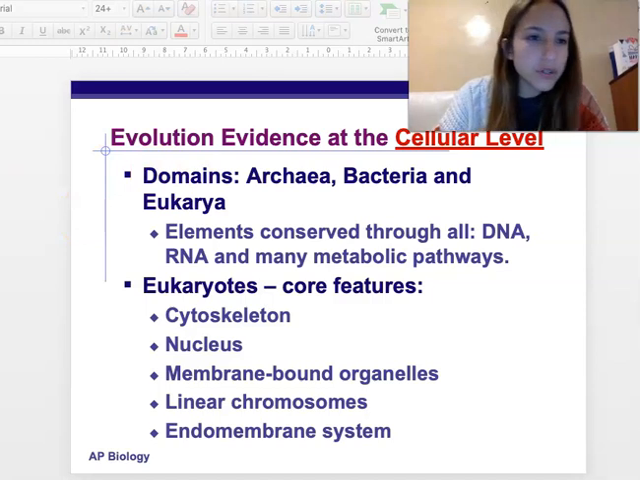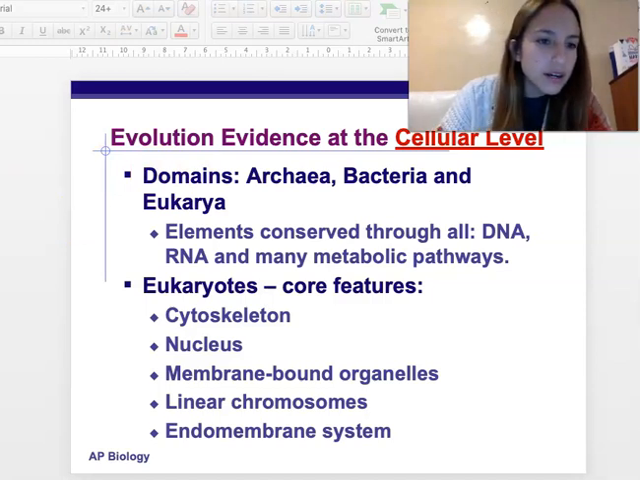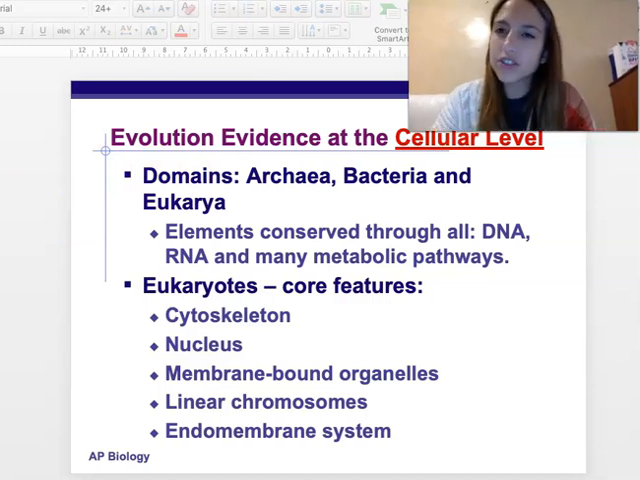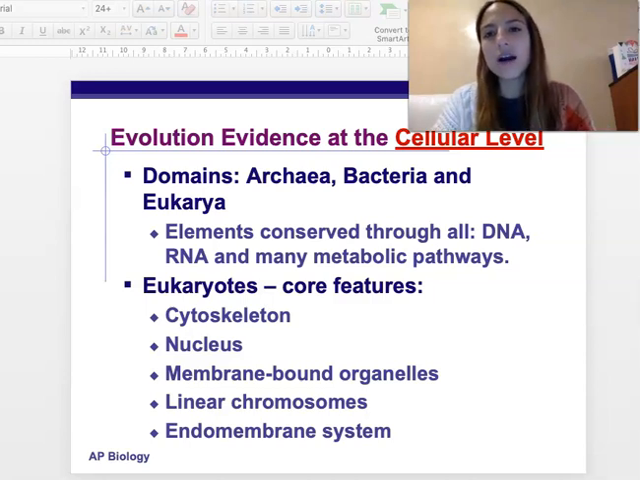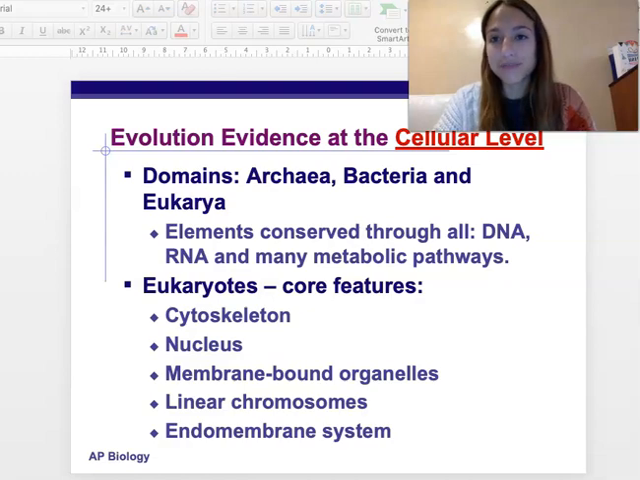Okay, so I'm going to leave it there. This is just a quick idea of how we have proven evolution and the different lines of evidence that allows us to prove evolution. Thank you very much.